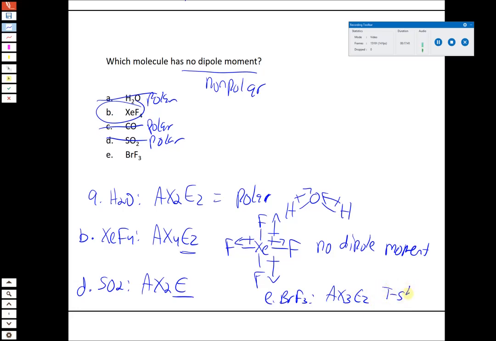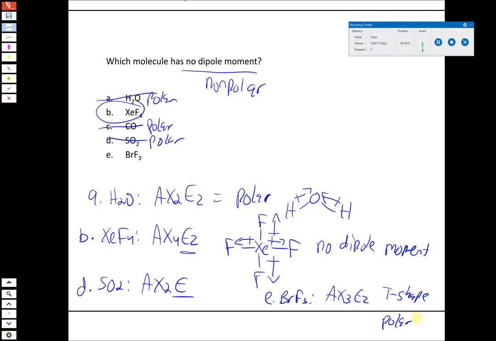This is T-shaped geometry, and that's going to be polar. Alright, so again, the ones that have two lone pairs, there's a few possibilities. You have AX2E2 is polar, AX3E2 is polar, but AX4E2 is nonpolar. So again, different possibilities. When you have two lone pairs, we have to make sure we're clear on those.